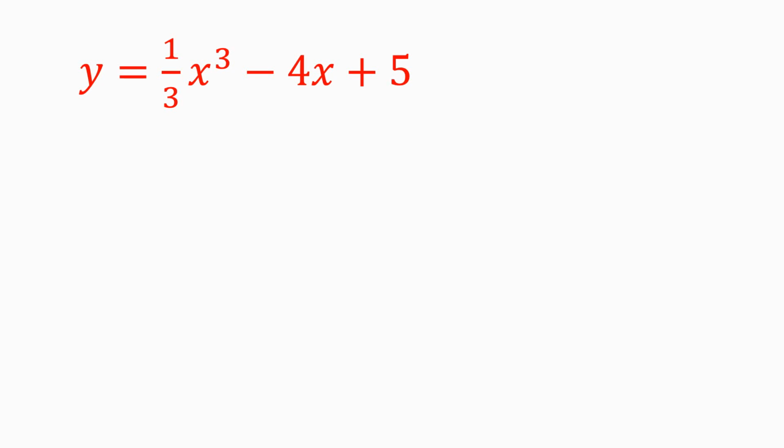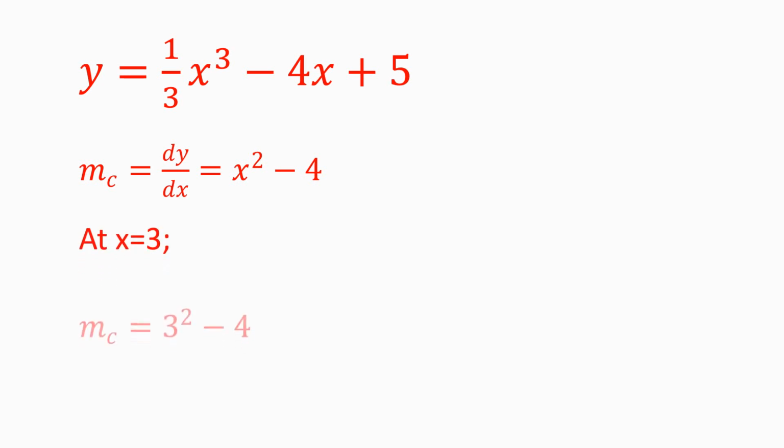To differentiate, you multiply the powers of the unknown terms times the coefficient, then you subtract the power by 1. So for example, the first part will be a third times 3, which is 1, x raised to 3 minus 1, which is 2. So the gradient function, dy over dx, is equal to x squared minus 4. Then we've been asked to find the gradient at x equals 3. So we replace x by 3, giving us 3 squared minus 4. Therefore the gradient at x equals 3 is 5.